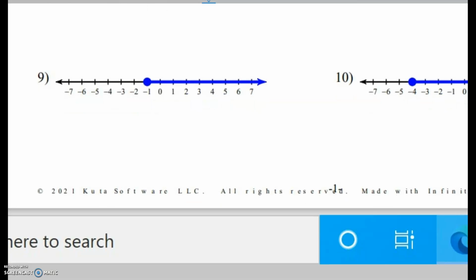So it's a filled in circle again. If it wasn't filled in, then you wouldn't have the "equal to." But since it is filled in, I know that it's going to be equal to. This one's going to the right, so it's greater than. So x is greater than or equal to -1.